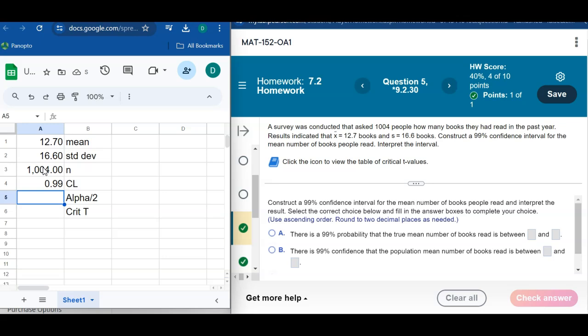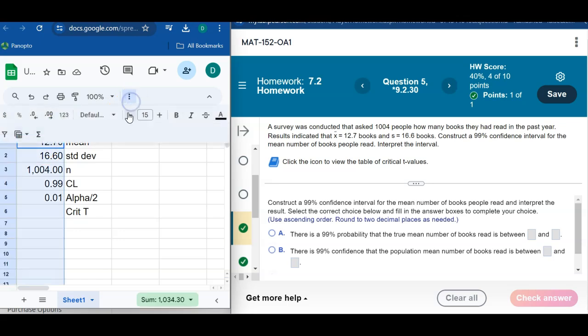Now, alpha is half of what remains when you subtract the confidence level from 1. So in math, what I just said equals 1 minus my confidence level, divided by 2. So alpha over 2 is what I need when I come up with this critical t value in a second. Let me increase these decimal places one more time because it's rounding these to too few places.